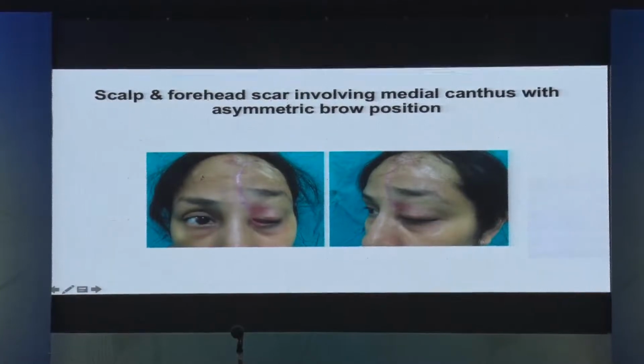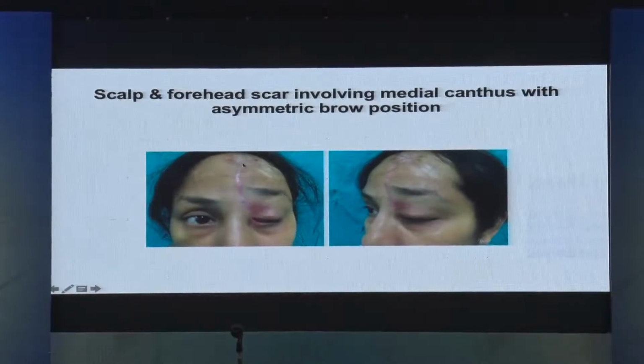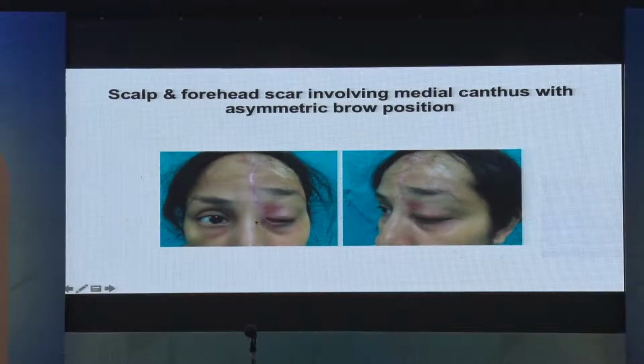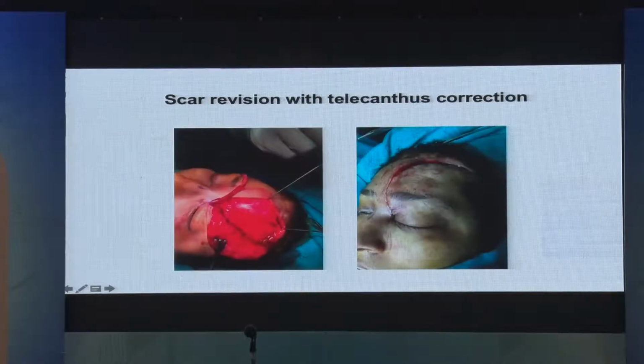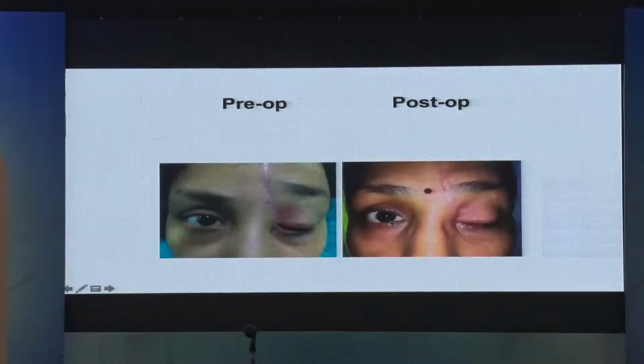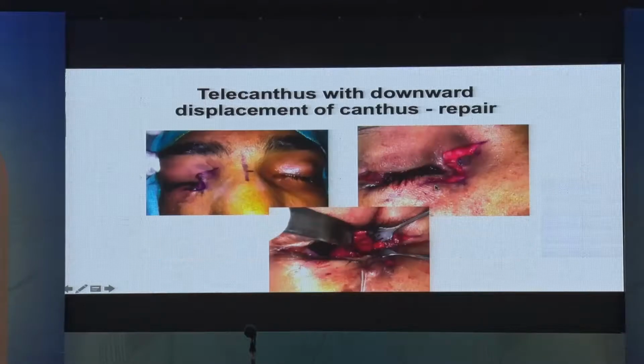This lady had a brow malpositioning, a forehead scar, a telecanthus, anteriorly displaced canthus. We did a revision of the scar by excision of a small piece of scar. We did a medial canthal tendon repositioning, and we could get a good brow position, restore back the brow position, restore back the medial canthal position, and revise the scar at the same sitting.